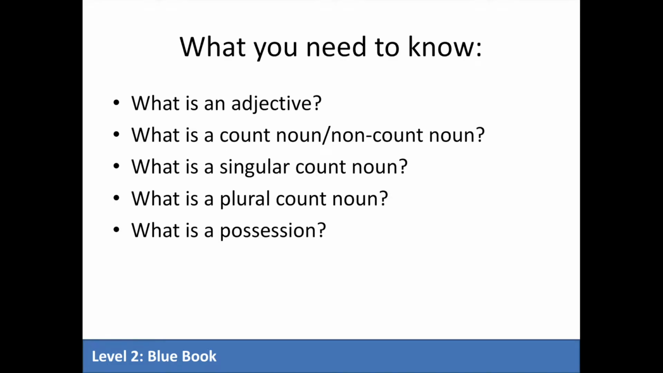Let's get started. To understand this lesson, you'll need to understand what an adjective is. You need to know the difference between count and non-count nouns, as well as what is a singular count noun and what are plural count nouns. You'll also need to understand what the word possession means. If you don't know these things, that's okay. Take a minute to look them up and then come back.